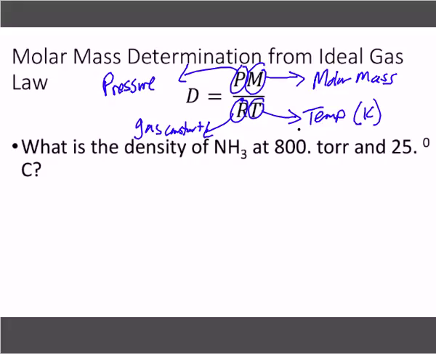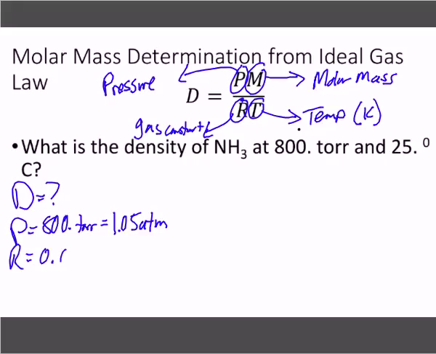All right, so it says, what is the density? That's what I'm looking for. Get back to writing your variables out. Of ammonia at pressure of 800 torr. Right away, I'm going to convert this to atmospheres, so divide by 760. 800 torr, guys, divide that by 760 to get it back to atmospheres. What do you get? 1.05 ATM, because we're going to use R equals 0.0821 L·atm over mole·K.